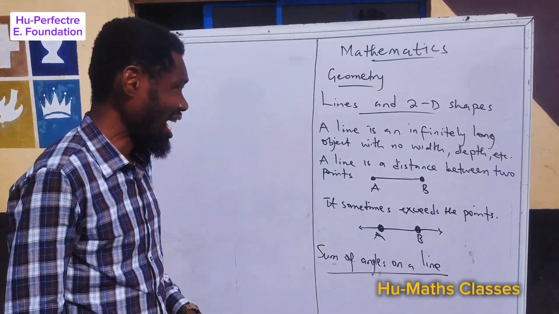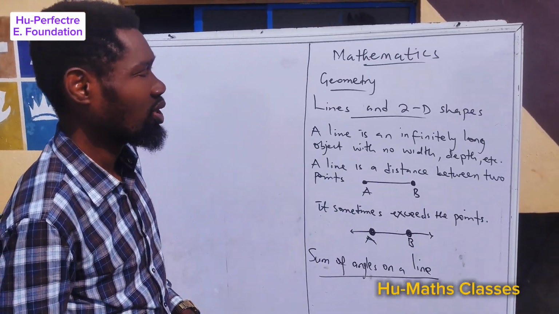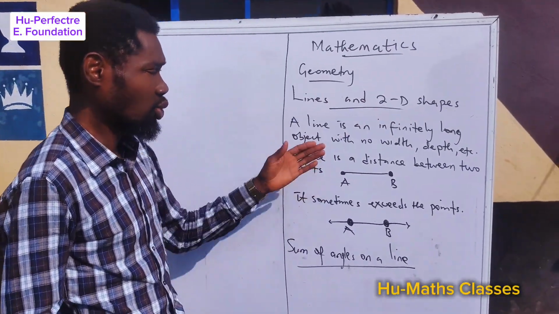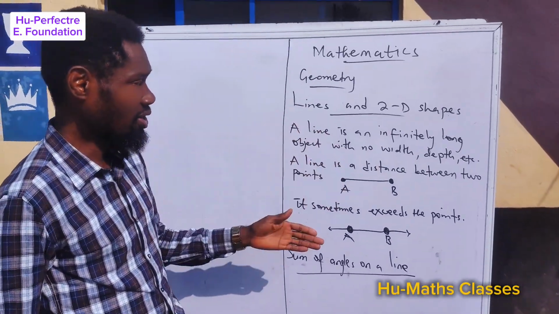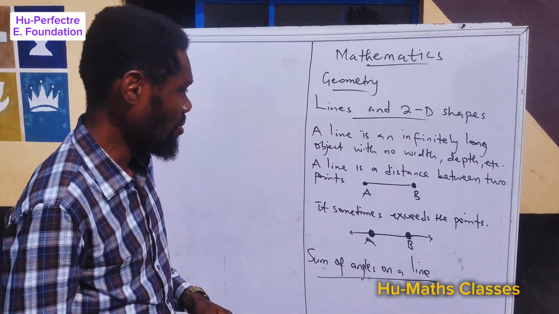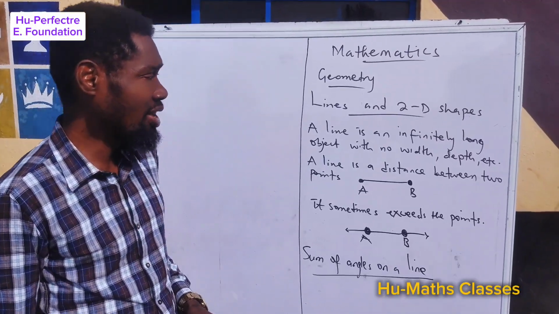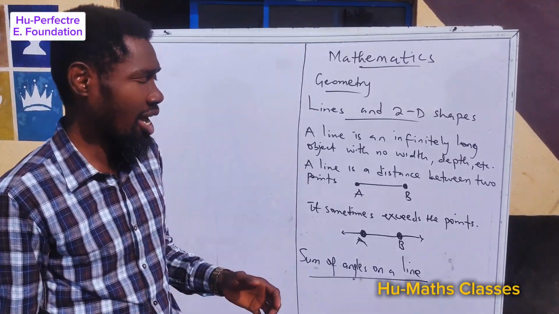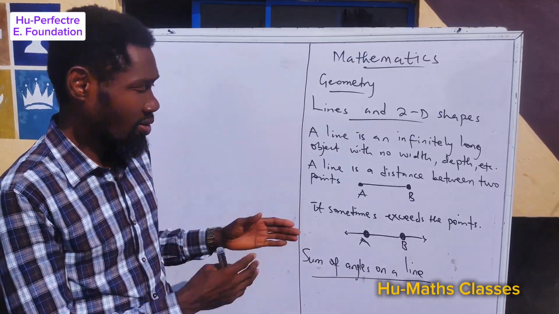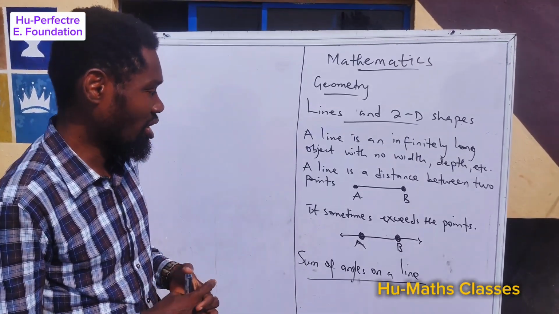Okay, so we are looking at lines and two-dimensional shapes, 2D shapes. We're dealing with these topics that are in geometry. A line is an infinitely long object with no width, no depth. Such is considered a line in geometry.